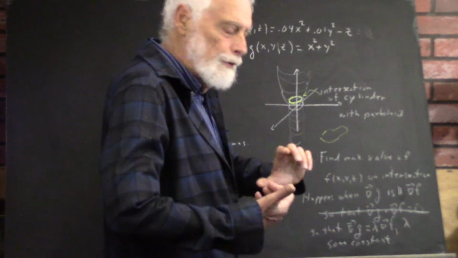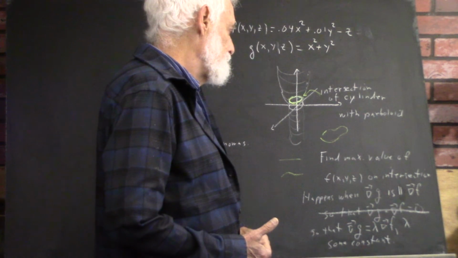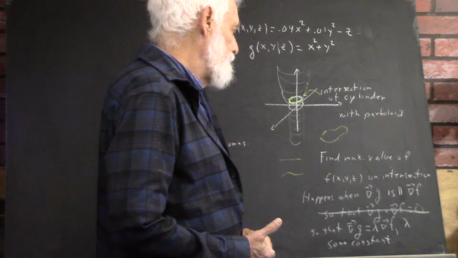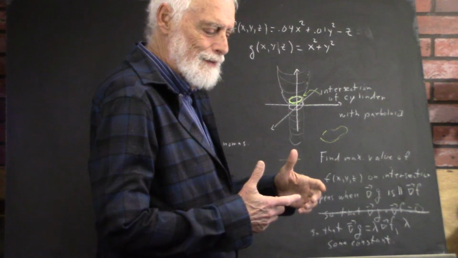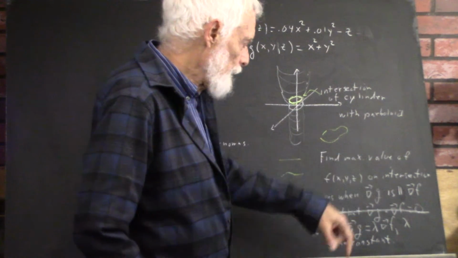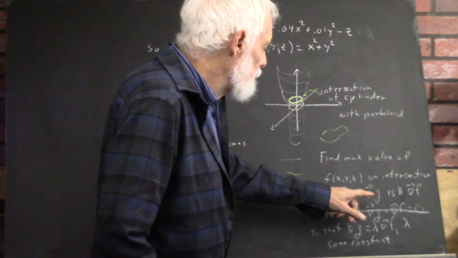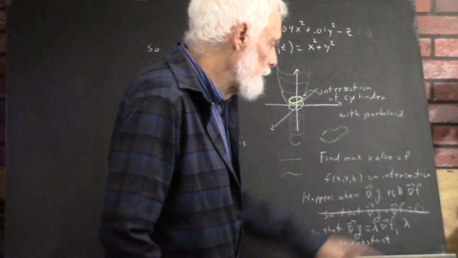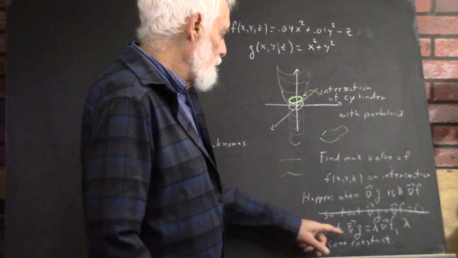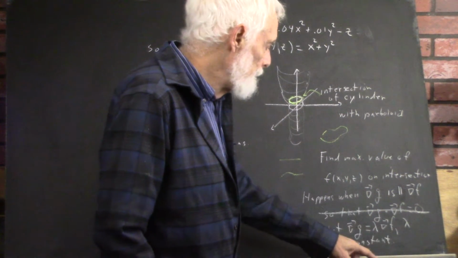There's an aspect of this that's perpendicular, so I wrote that down without thinking, so I crossed this out. Okay, so looking for when the gradient of g is parallel to the gradient of f, that means the gradient of g is going to be some constant multiple of the gradient of f.